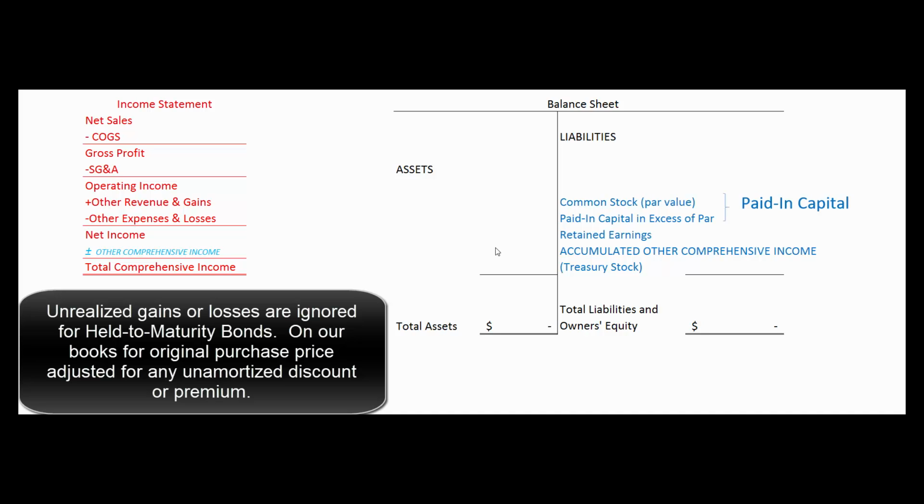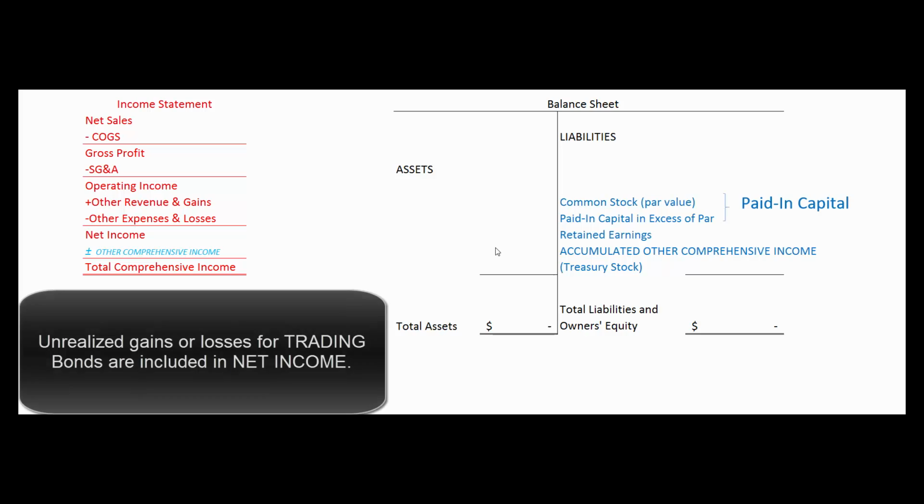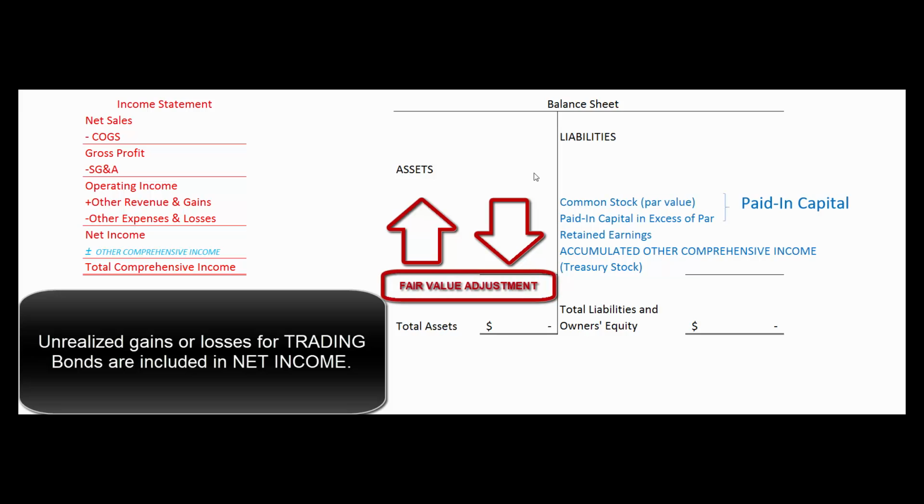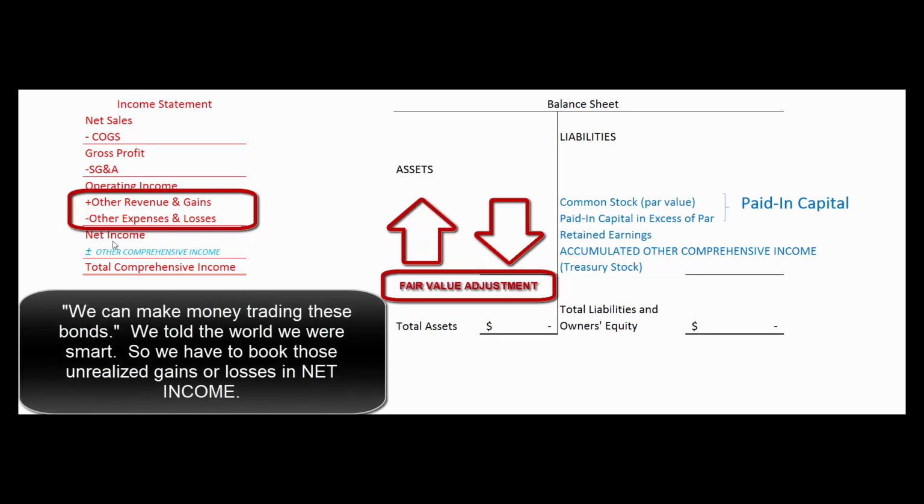When it comes to trading securities, we told the world we're smart, we can buy and sell these bonds and make money, so we've got to put our money where our mouth is. We'll write those bonds up or down on our balance sheet. We'll probably keep track of that in a separate account called fair value adjustment, so we can keep that number separate from what we originally paid for the bonds. And the offsetting debit or credit will be right in here, other revenue and gains or other expenses and losses. So even if we haven't sold a bond and it's gone down in value, we will decrease our net income.